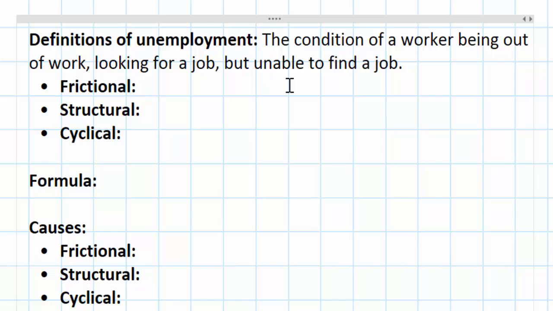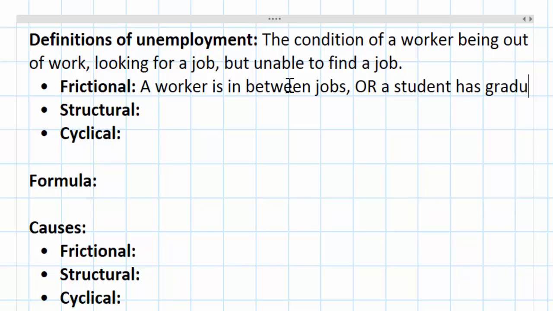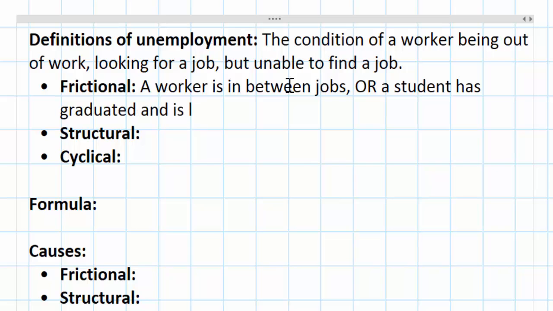Now, to get more detailed, we have to break down the different types of unemployment that a country's economy might experience. Let's start with one called frictional unemployment. Frictional unemployment is a very common type of unemployment that refers to a situation in which a worker is in between jobs, or a student has graduated or finished school and is looking for his or her first job. Frictional unemployment is a very natural type of unemployment. Every economy will be experiencing some degree of frictional unemployment at all times.